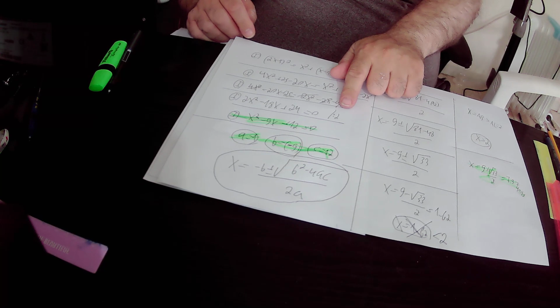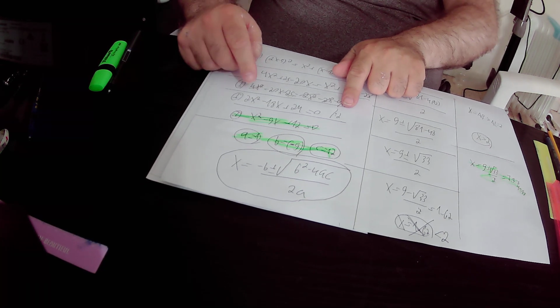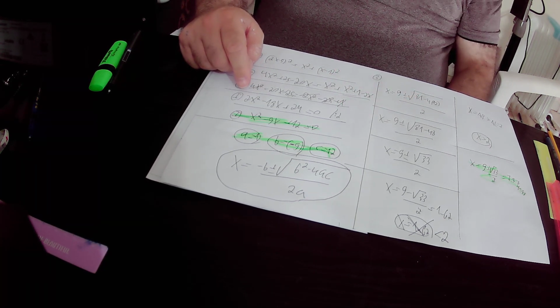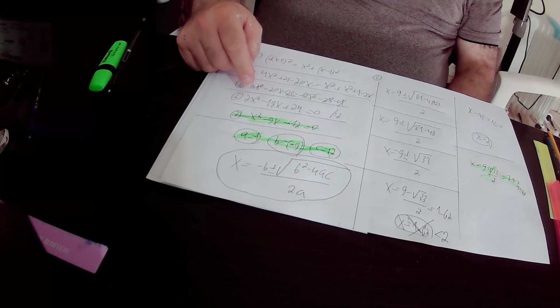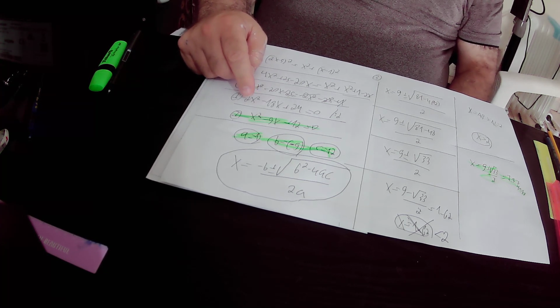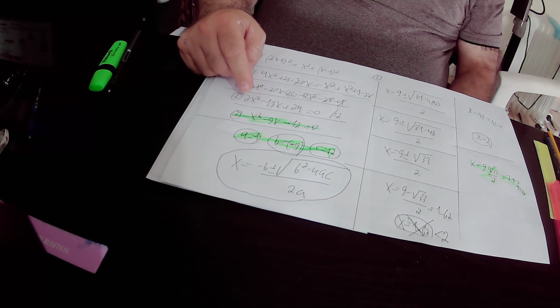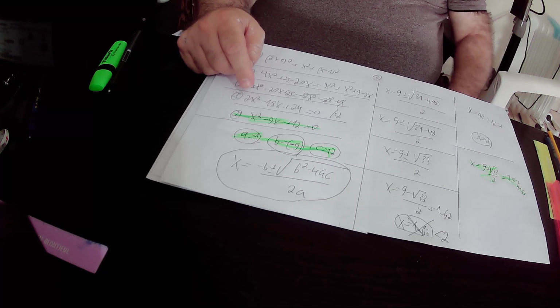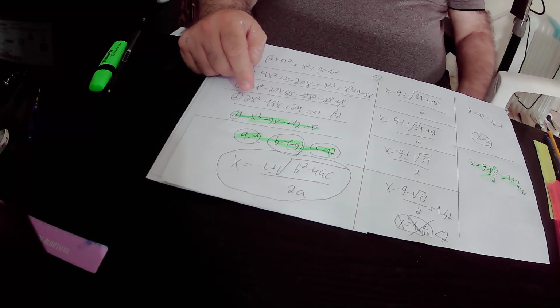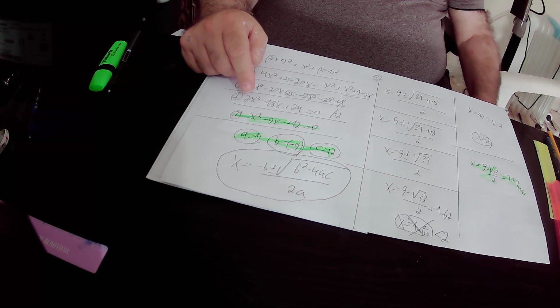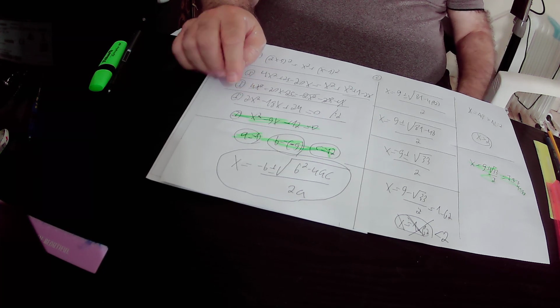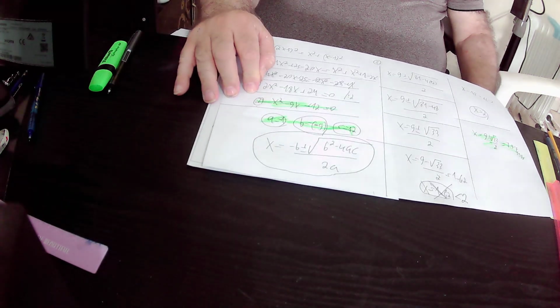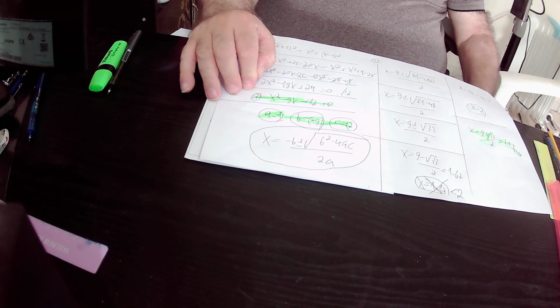We divided this equation by 2, and we got x squared minus 9x plus 12 equals 0. So here we have the quadratic equation. In this quadratic equation, a equals 1, b equals minus 9, and c equals 12. And the general formula for solving the quadratic equation is x equals minus b plus minus the square root of b squared minus 4ac, over 2a.